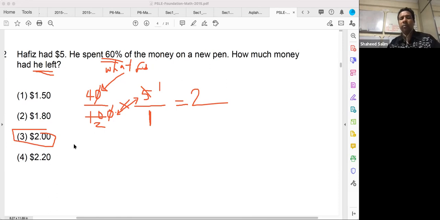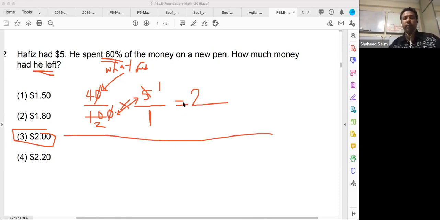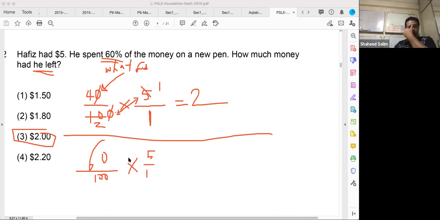Okay, if you don't understand that, we do a simpler way. Spend $60, 60% new pen. Okay, find out what 60%. 60% is 60 over 100. Of the money, how much money times 5? Total amount is 5. Cancel 1 0, cancel 1 0. Divide by 5, get 1.